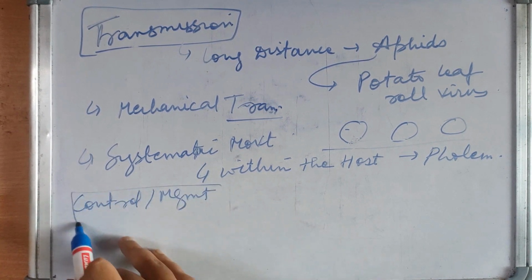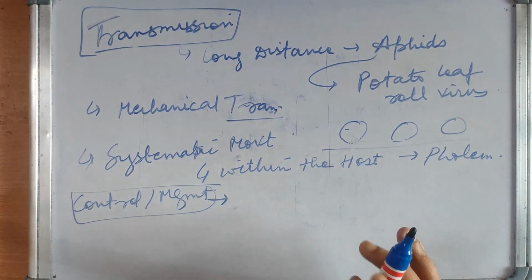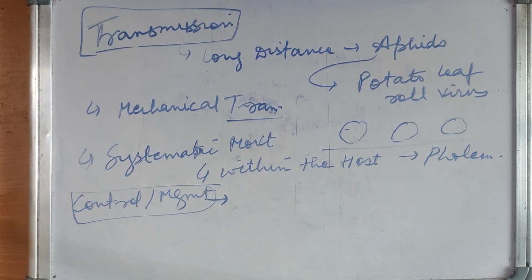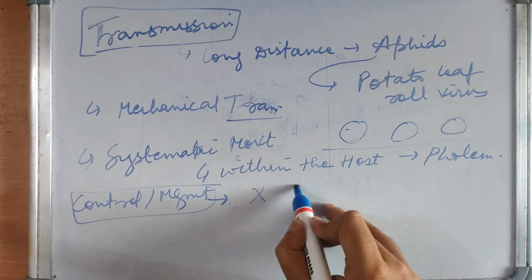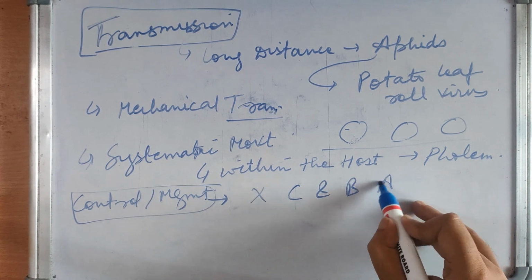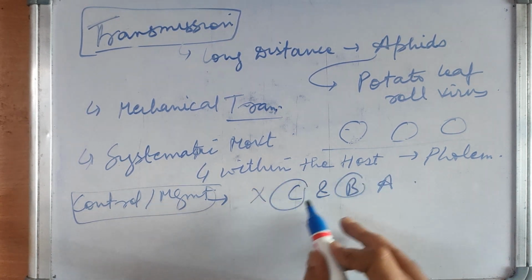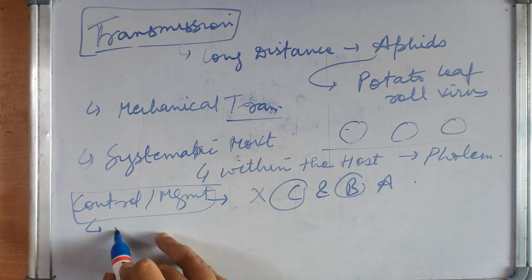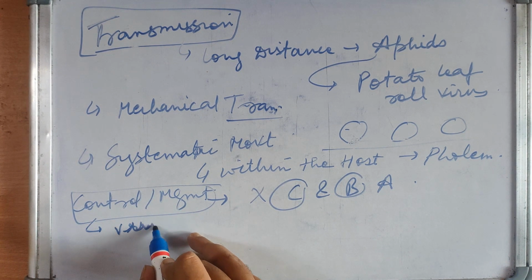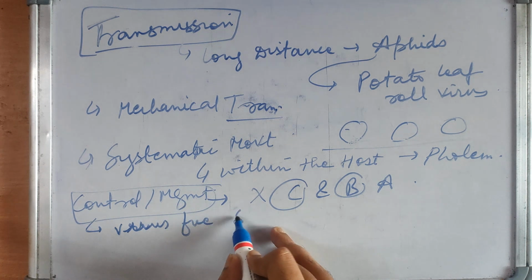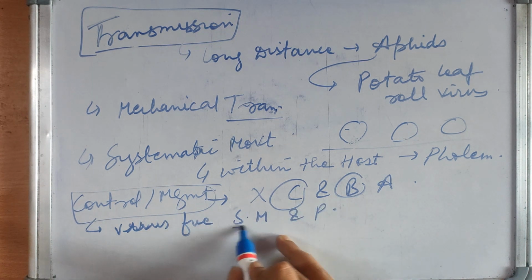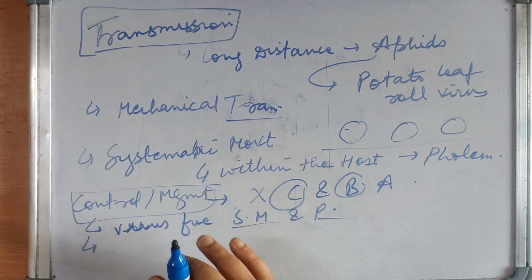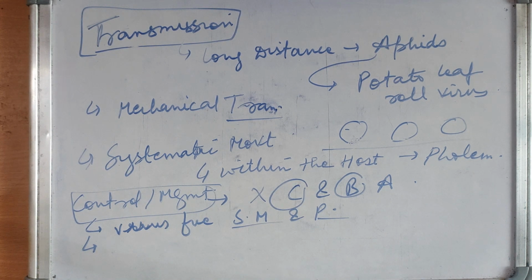Now moving to control, or management. How will you control or manage this viroid? There is no chemical and biological control available. Use virus-free seed material and plant. What more can we do? Good crop sanitation practices should be followed.